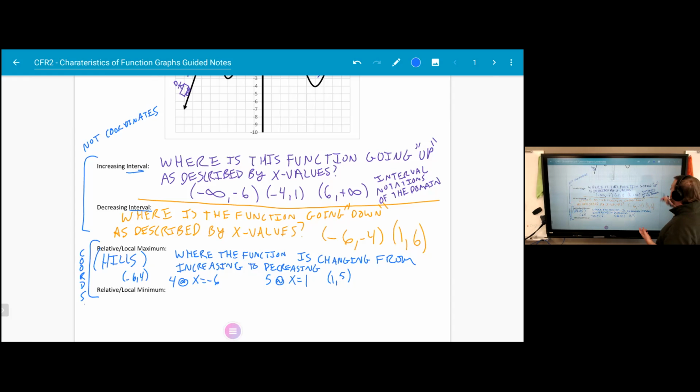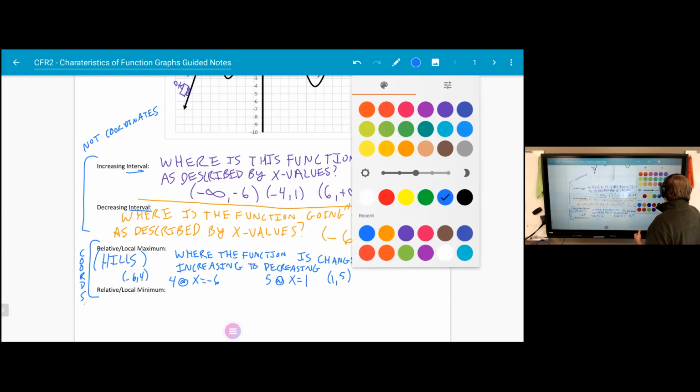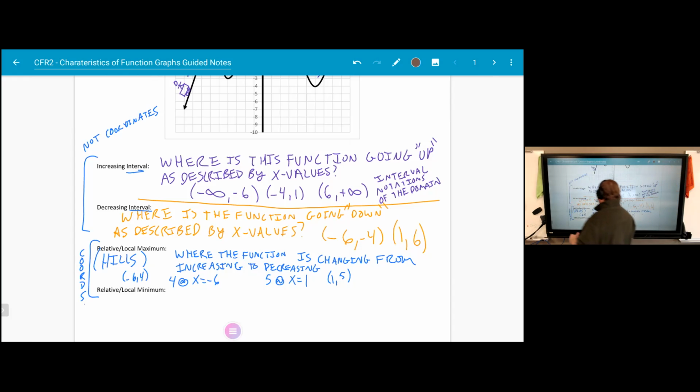Well, if the relative or local maximums are hills, and we've kind of already figured this out, the relative or local minimums are going to be my valleys. And notice how we're not talking about what's happening at the ends. Why not? Because we've already done that. That was the end behavior. Right now we're describing what's going on in the middle here. Okay, so we've got our valleys here.